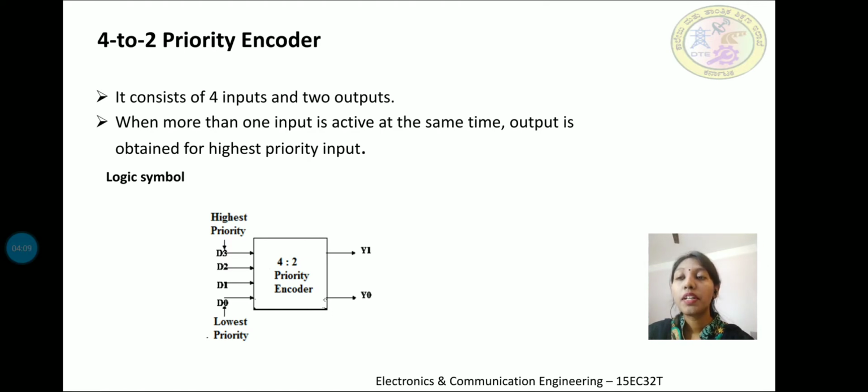The 4-bit inputs D0, D1, D2 and D3 are converted into the 2-bit binary form, and the outputs are represented as Y1 and Y0.